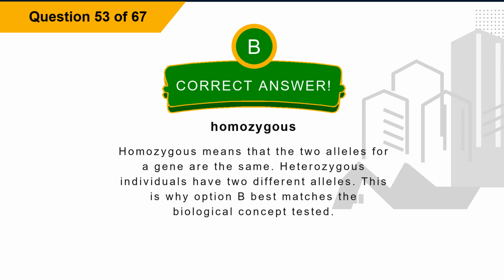Homozygous. Explanation. Homozygous means that the two alleles for a gene are the same. Heterozygous individuals have two different alleles. This is why option B best matches the biological concept tested.